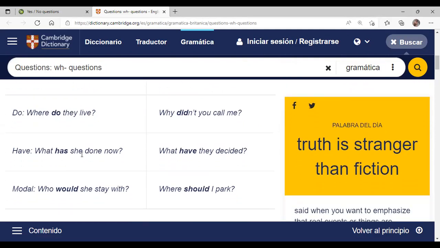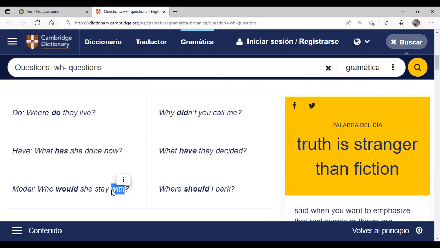What has she done now? ¿Qué ha hecho ahora? What have they decided? ¿Qué han decidido? Who would she stay with? ¿Con quién va a estar? Vean que en esta pregunta tengo la preposición al final. Si ustedes quieren hacer una pregunta con preposición, la preposición la ponen al final.